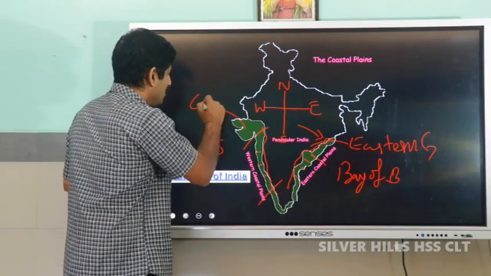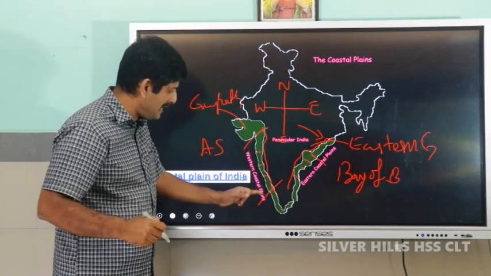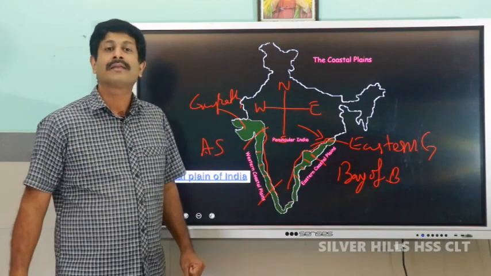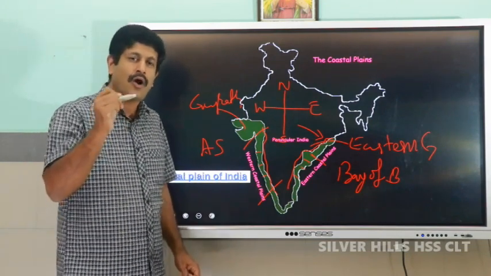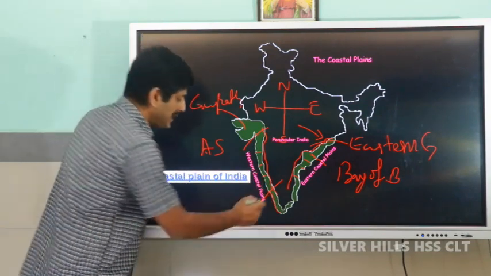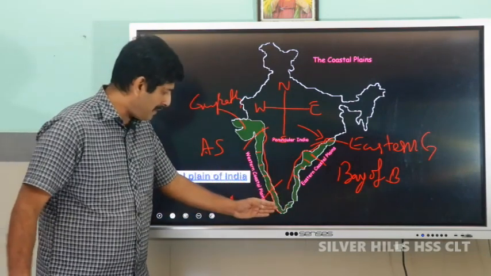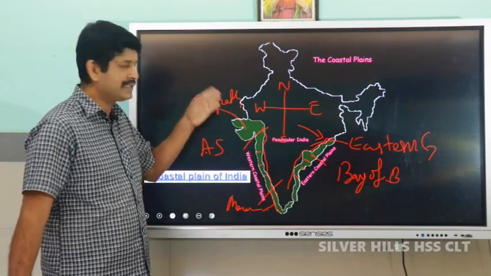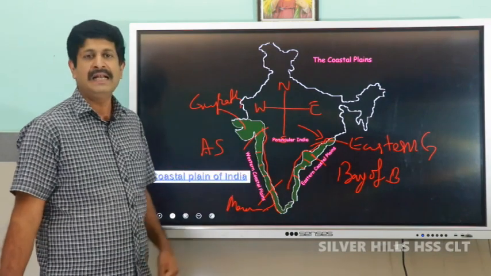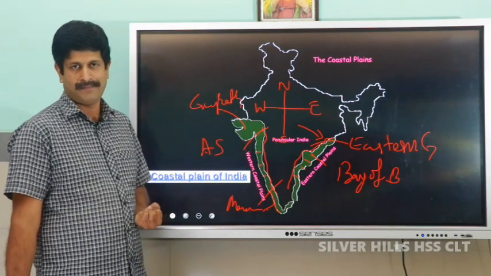One we call the Gujarat coast. Then till Kerala, till Mangalore, we call it the Konkan coast. And the last one is the Malabar coast. The Malabar coast, the Konkan coast and the Gujarat coast. These are the major physiographical divisions of India.